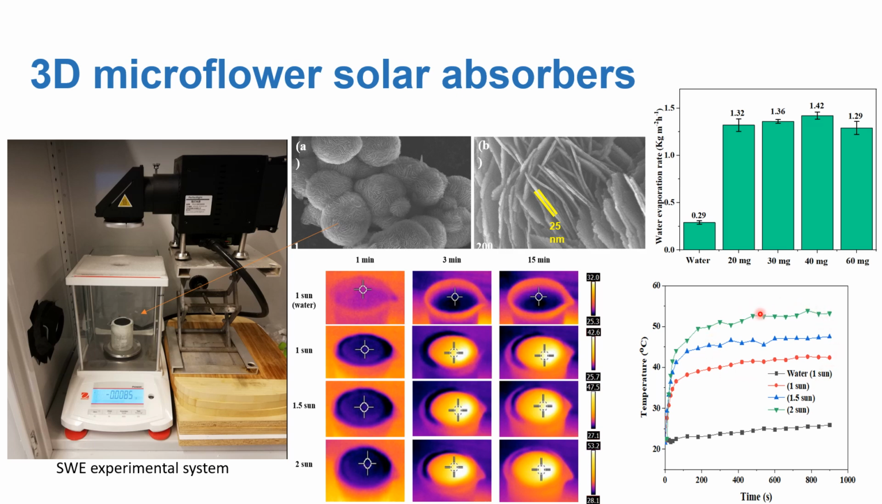And this increase of surface temperature has also resulted in a high solar water evaporation rate. The highest one we have, at various concentrations of the 3D microflowers, is 1.42 kilograms per square meter per hour, which is very near the theoretical limit of solar water evaporation efficiency. So this goes to show that our new material based on 3D microflowers has a good capacity for solar water evaporation.